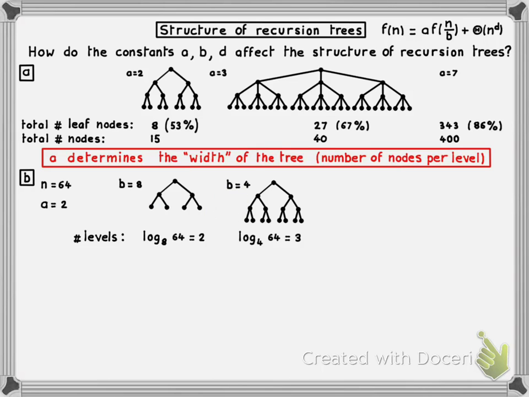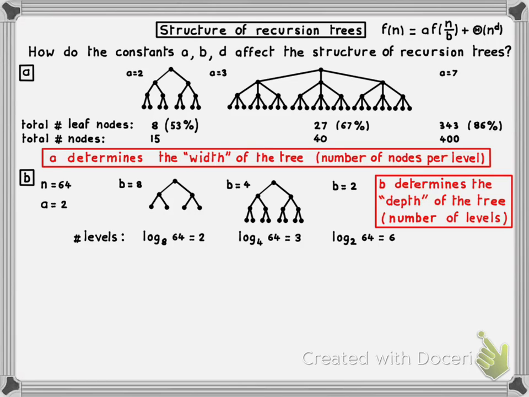Let's see if the trend continues for an even smaller value of b, say b is equal to 2. Well, the answer is yes. In fact, I don't have enough room here to draw all the levels, so let's just do the computation. The number of levels is equal to log base 2 of 64, and the answer is 6. So the conclusion is that the smaller b, the larger the number of levels. So in conclusion, the value of b determines the depth of the tree. That means the total number of levels under the root node.